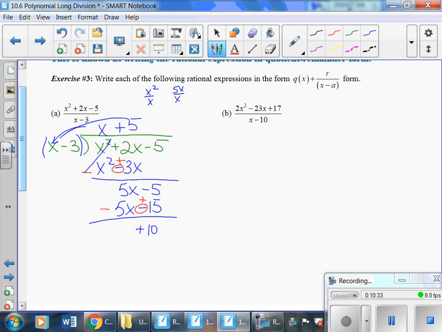as my remainder. So if I write this in this form right here, I'm going to get my quotient, which is x plus 5, plus 10 over what I divided by, which is x minus 3. So there's my final answer.